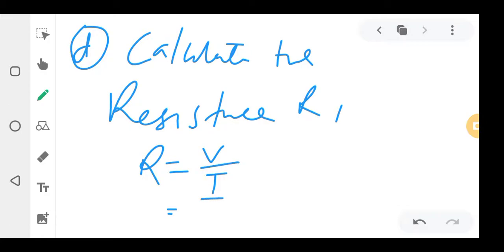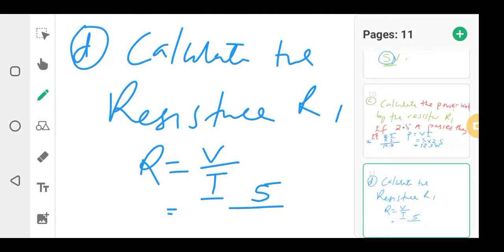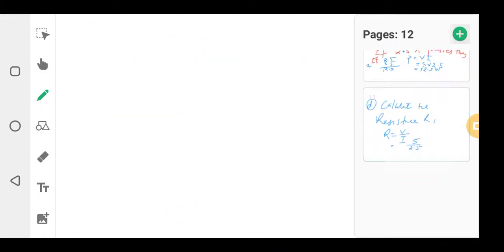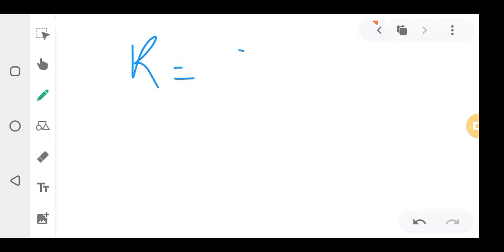So what is the voltage at R1? We already found the voltage. The voltage was 5. What is the current? We already found the current, 2.5, the one that was passing through it. So resistance is equal to 5 divided by 2.5.